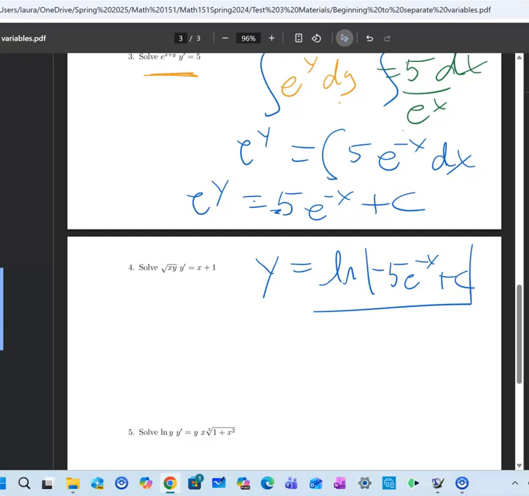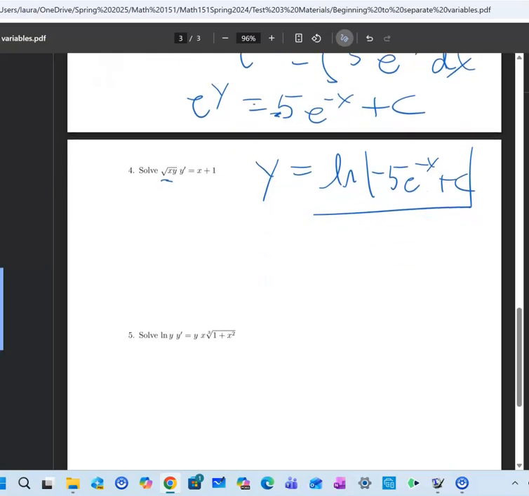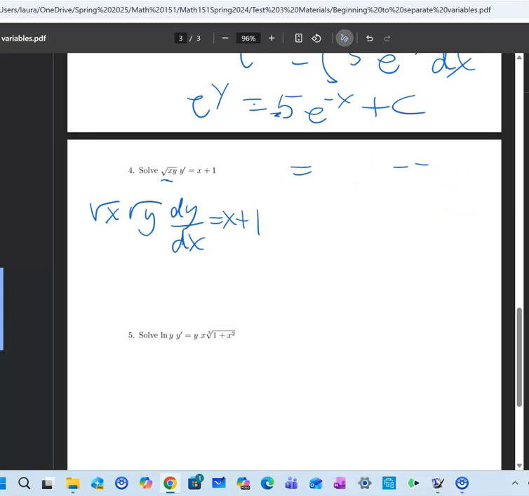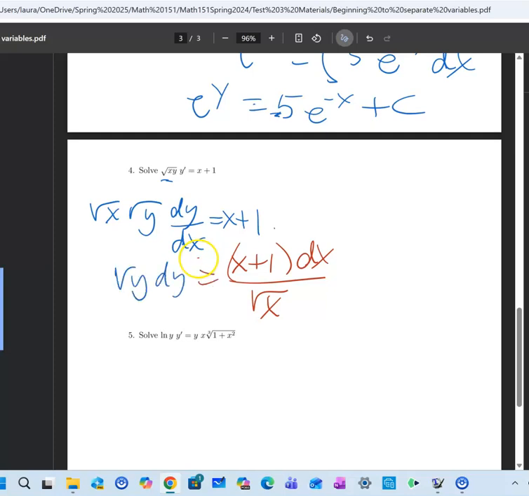More algebra here. I need to separate this root x and root y, and I'm going to rewrite this as dy over dx equals x plus 1. All right, again, you want to get the x's on one side, the y's on the other. So how about we multiply by dx, x plus 1 times dx, and over a root x. And then what's left over here is just root y dy.